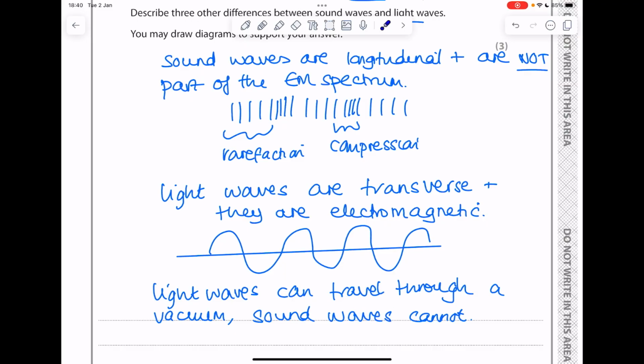So you get a mark for describing whether they're longitudinal or transverse, the diagram, whether they're part of the EM spectrum or not, and this point about travelling through a vacuum.